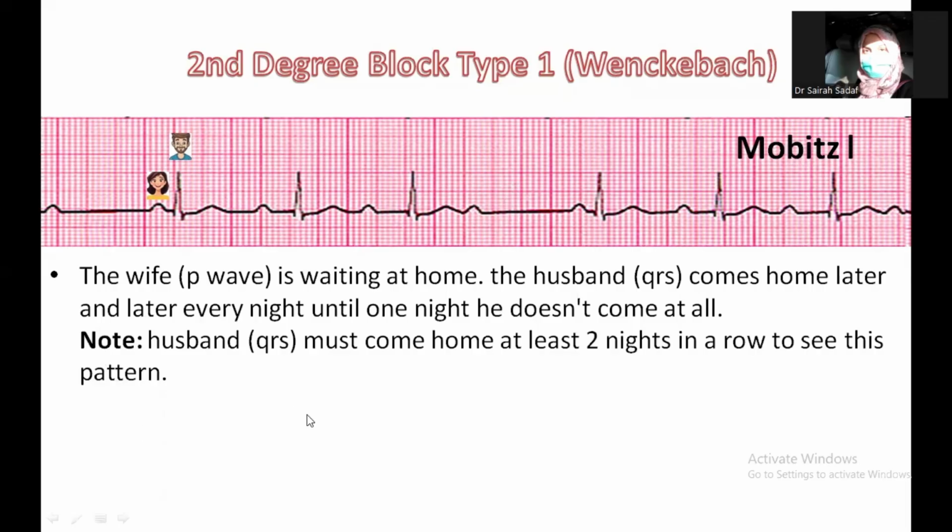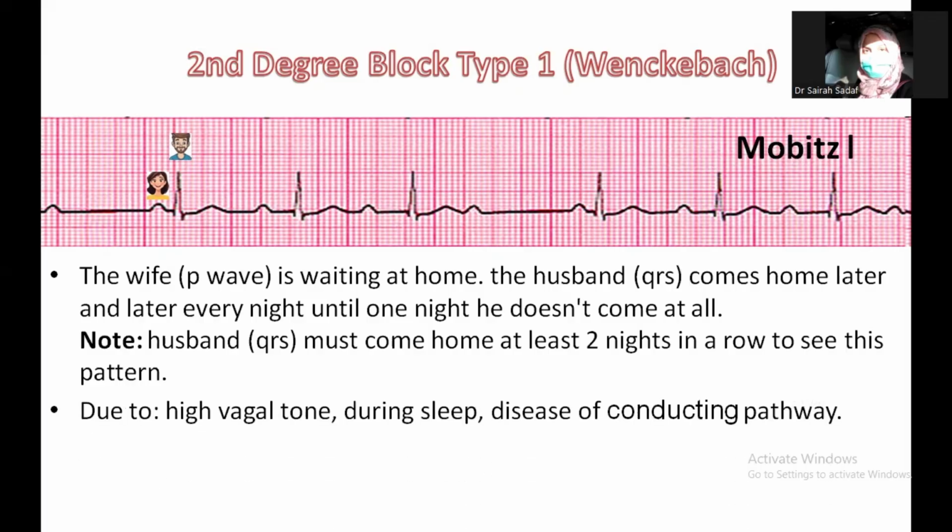Now, technically, the husband must come home at least 2 nights in a row to see this pattern. Like this has to occur twice. Then you have to comment that this is a Wenckebach.